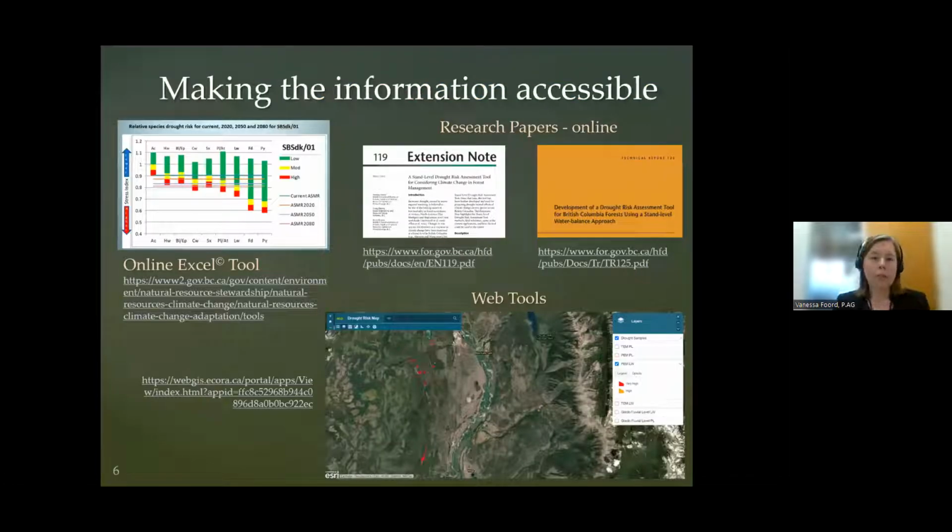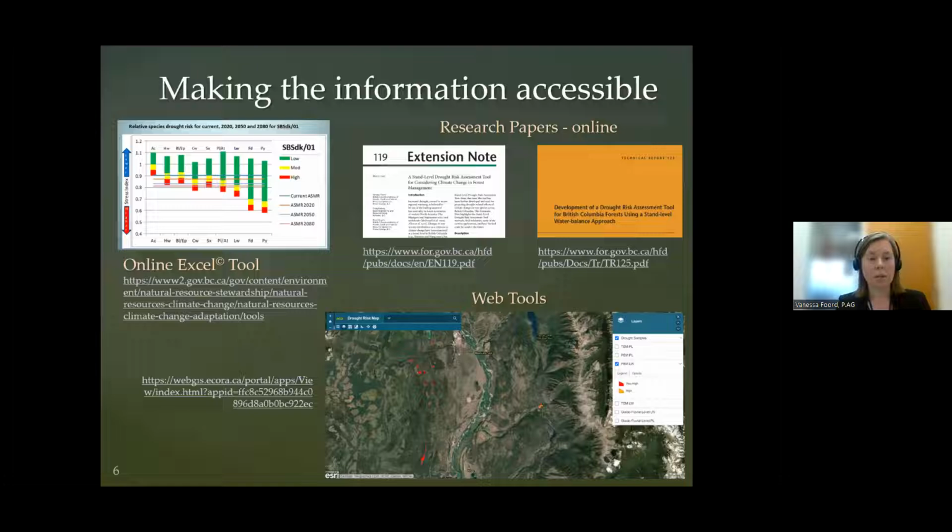And so the first step of this work was to really make sure that the information would be accessible to forest managers and decision makers. So of course, as scientists, we all publish. We've published internally in this case, because this is really an internally focused tool. So showing some examples on this slide. And then we also wanted to make that tool accessible online for folks to use.